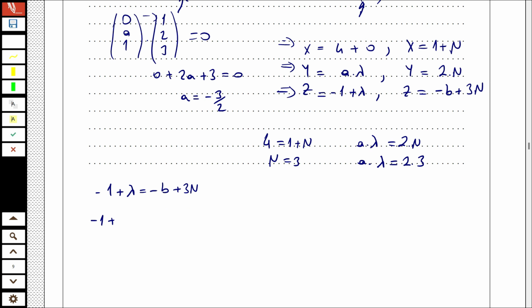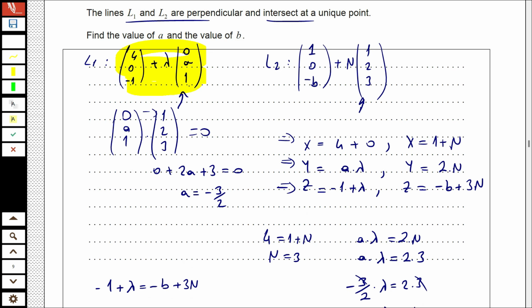And from here you can find the lambda actually. I know that a is minus 3 over 2 times lambda equals, yeah. So cancel these, lambda equals minus 4, and I will write here minus 4 minus b plus 3 times 3, because nu is 3. b equals 9 plus 5, which is 14. So yeah, I found all of them.